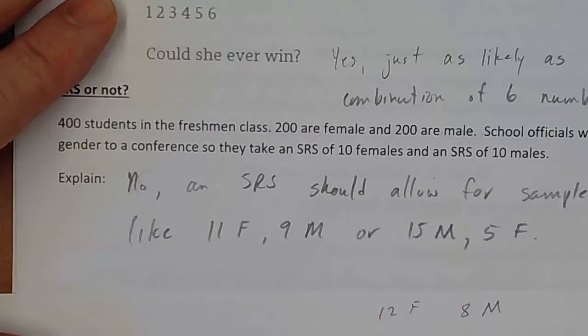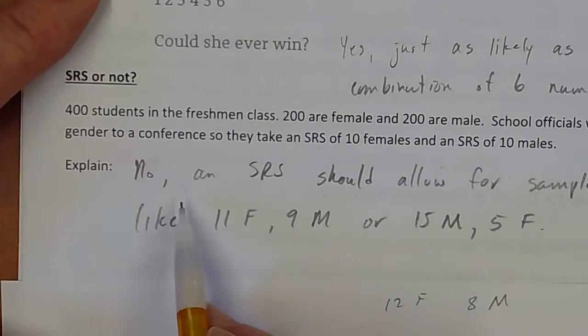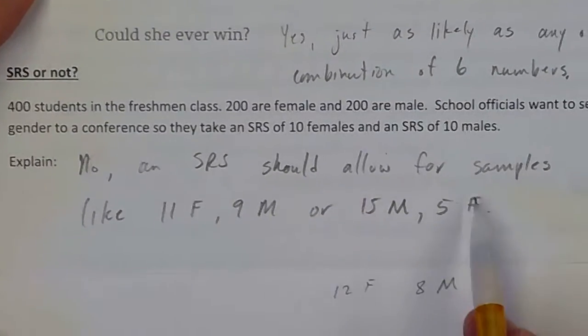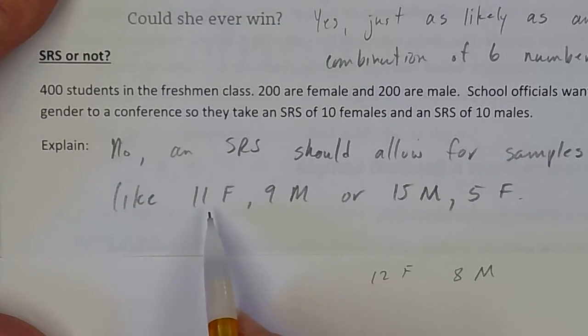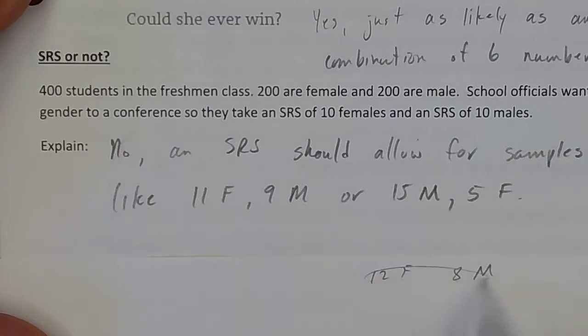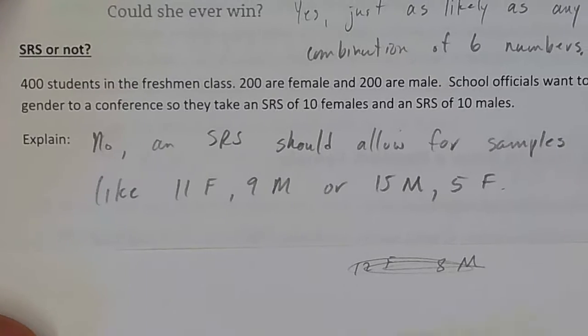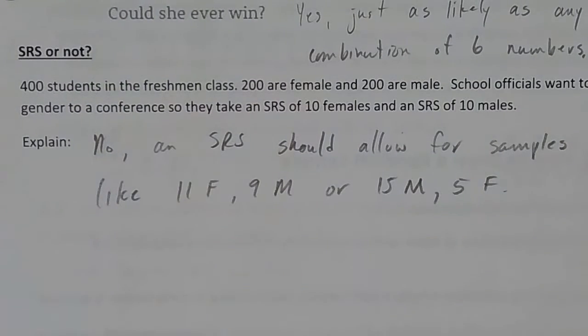So here we go. Kind of in your own words, I change up the numbers here. So no, an SRS should allow for samples like, and I gave an example, right? 11 females or 9 males, or 15 males and 5 females. That could happen in a true SRS. Okay, after you get done writing that down, continue the reading halfway on page 14, below the example. Let's start reading that, and then we will go right into example 3. So I'll give you about a minute or 2 to read that, and we'll continue on.